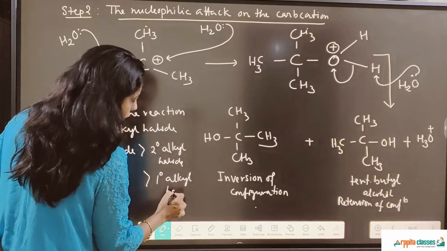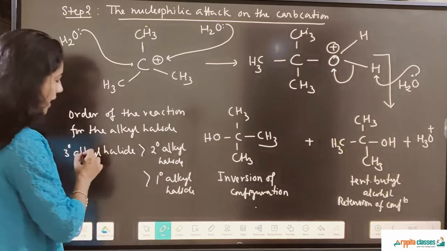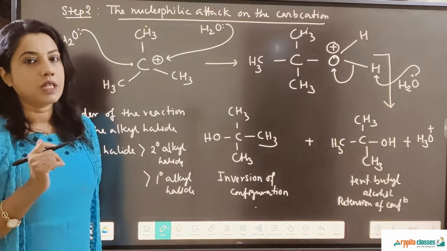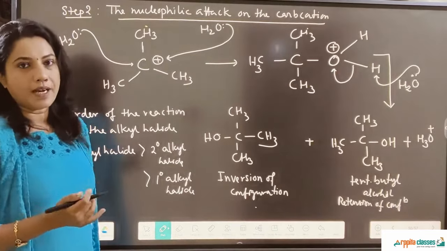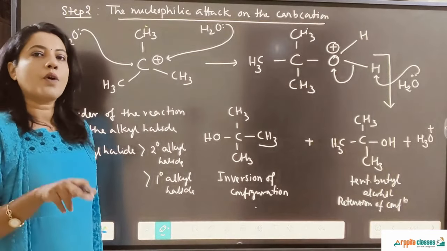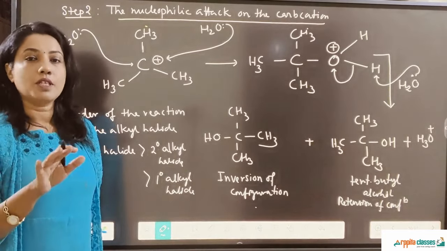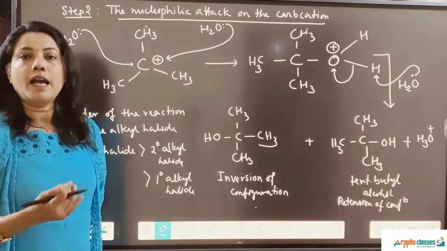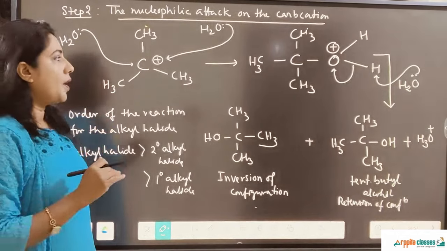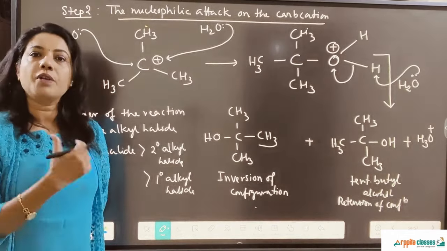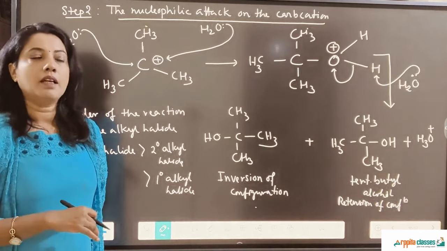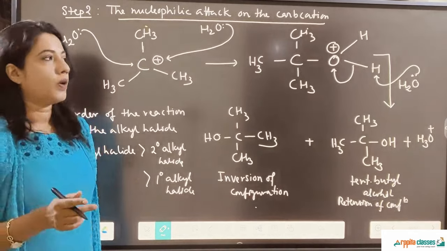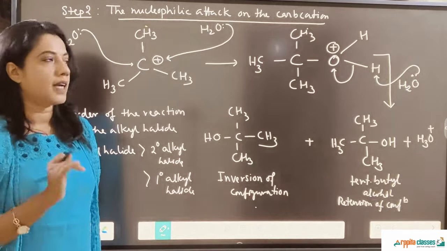So this will be the order of the reaction, since you know that the 3 degree carbocation is the most stable carbocation. The first step is the formation of the carbocation, and then the second step is the attacking of the nucleophile. Here the first step, the formation of the carbocation, is the slowest step, and it depends only on the alkyl halide. Therefore the rate depends on only one molecule, and that is why it is called unimolecular, as I told you.